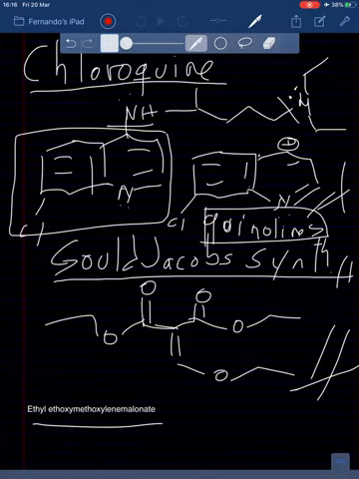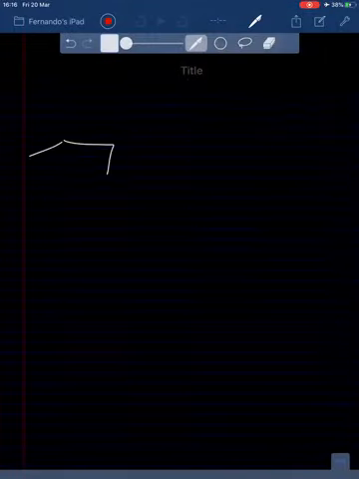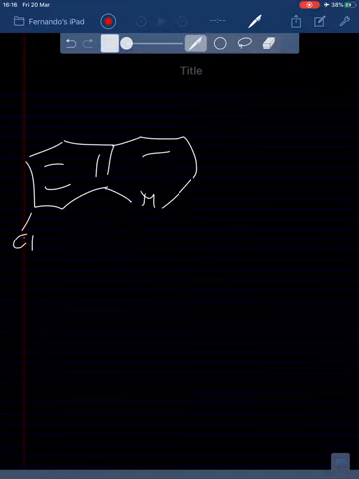Very well, so let's try a new page. Excellent. And let's go and draw our synthon. So we have our synthon here. The chlorine. There you go. With the other 6 member ring. There you go. And a positive charge here.